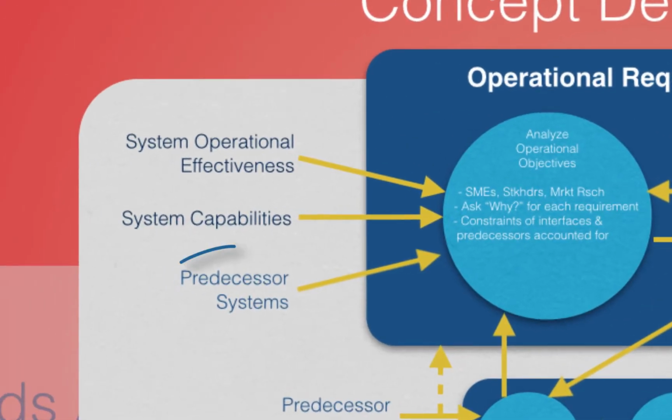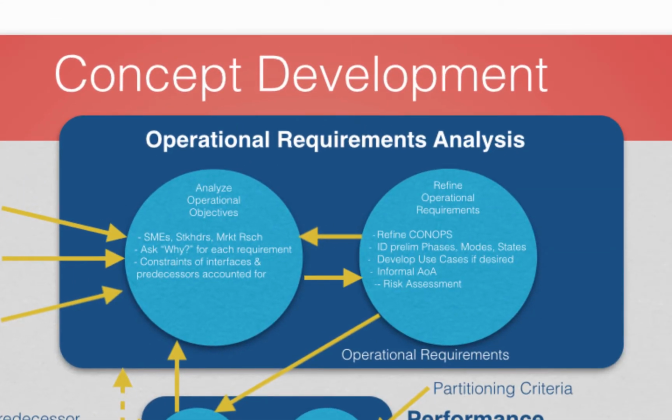You will need to look at the performance of the predecessor system if you're replacing one and understand the thresholds that your system will have to perform to, or gaps that your system will need to fill. As a result of this, you'll need to refine the concept of operations you began in the first phase and update your operational requirements as necessary.